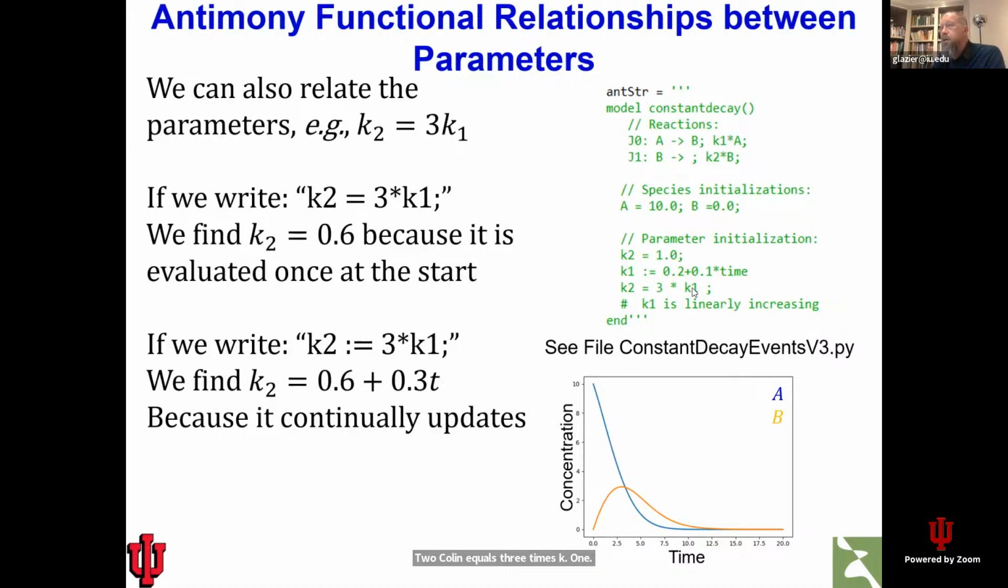Similarly here, if I look in the code that I've got on the screen, I have K2 equals 1. Actually, this is wrong. I don't want that. That first K2 shouldn't be there. That's a typo. I've been using that slide for years and I never noticed that typo. K1 colon equals 0.2 plus 1 times 0.1 times time. K2 equals 3 times K1. If I write that, K2 will just be equal to 0.6. K2 will not increase in time. If I replace it with a colon equals, then K2 will increase in time.